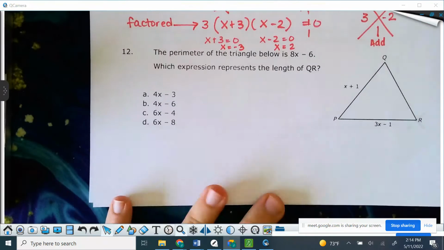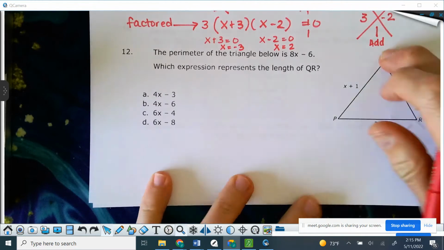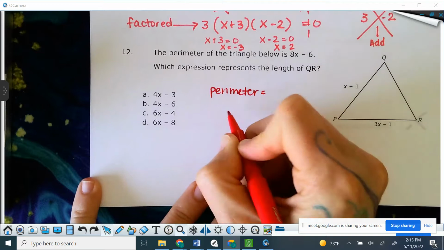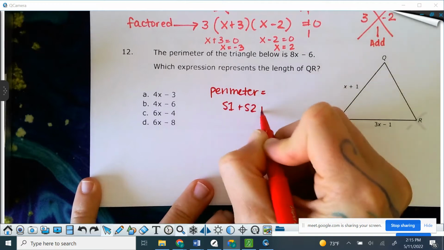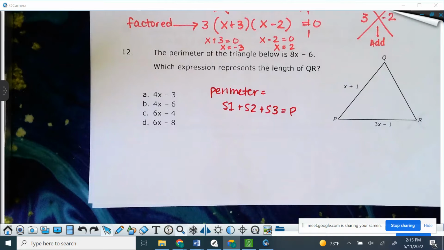Number 12. Okay, this bugger is on every EOC I've ever seen for Math 1. But it might be a rectangle versus a triangle versus a square. The shapes could change, but the process is still the same. Perimeter of a triangle. Perimeter means add up all three sides, right? So perimeter is side 1 plus side 2 plus side 3 equals perimeter for a triangle, right? All three sides, add them together.